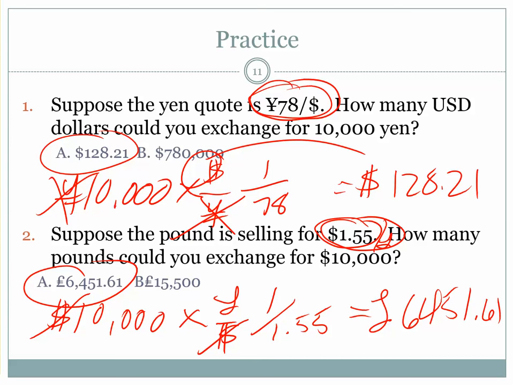So to do currency conversions, write down the currency you know about, figure out what exchange rate you need for the cross multiplication to work, compare it to the exchange rate you're given, and you may or may not have to flip it.